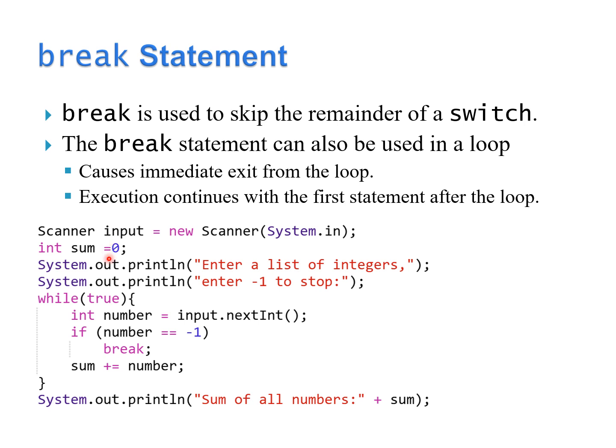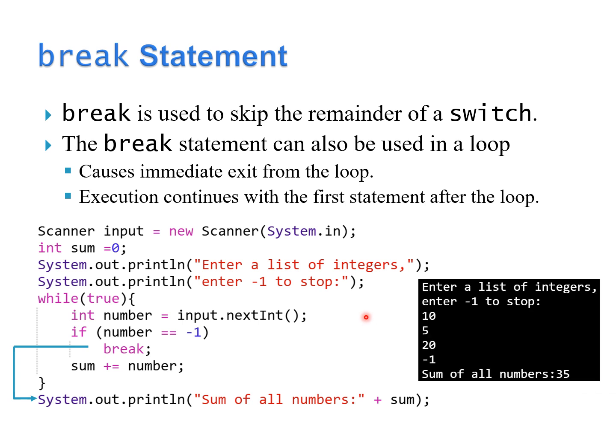In a sample run of this code, the user enters numbers 10, 5, 20, and -1 during the loop execution. When the user enters -1, the break statement executes, causing the loop to terminate right away. The statement sum plus equal number in the loop body is skipped after the break statement executes. So the value of sum doesn't include adding -1. The program continues with the first statement after the loop, which prints out variable sum.